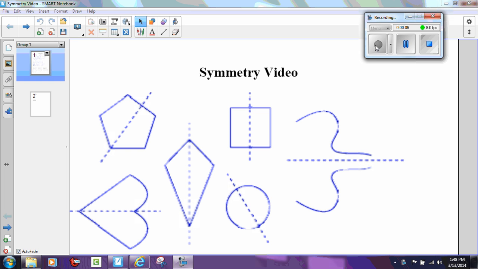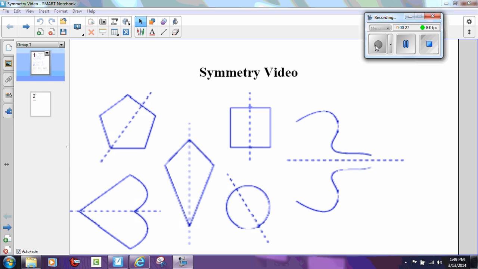If you can reflect or flip a figure over a line and the figure appears to be unchanged, then we say that the figure has reflection symmetry, or in other words, line symmetry. The line that you reflect over is called the line of symmetry. A line of symmetry will divide a figure into two mirror image halves.